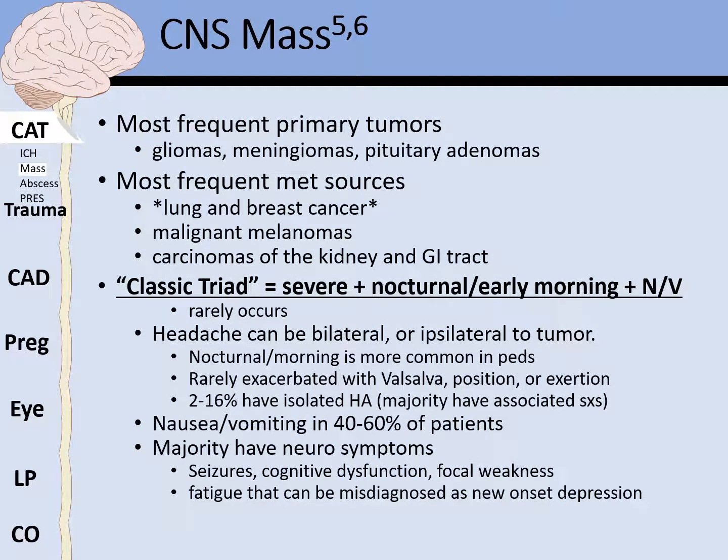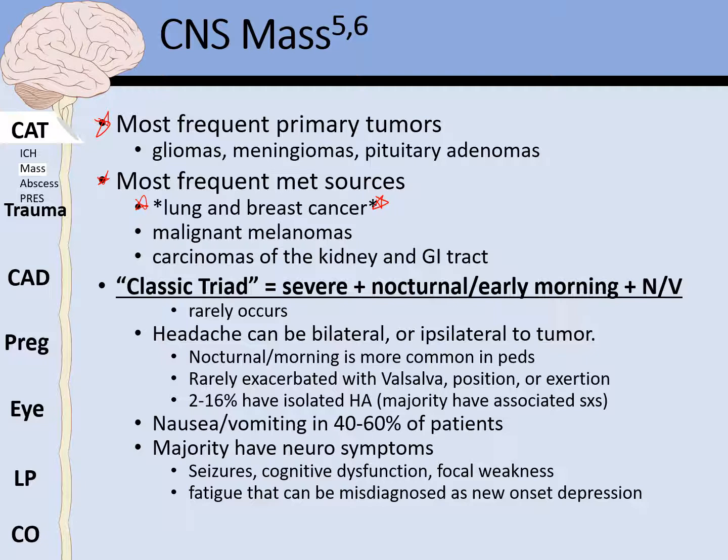Primary brain tumors are the most common brain tumors in pediatrics and are frequently a glioma, meningioma, or pituitary adenoma. In adults over 30 to 40 years of age, metastatic brain tumors are more common. Brain masses usually metastasize from another source, most commonly lung or breast, but also malignant melanomas or carcinomas of the kidney and GI tract.